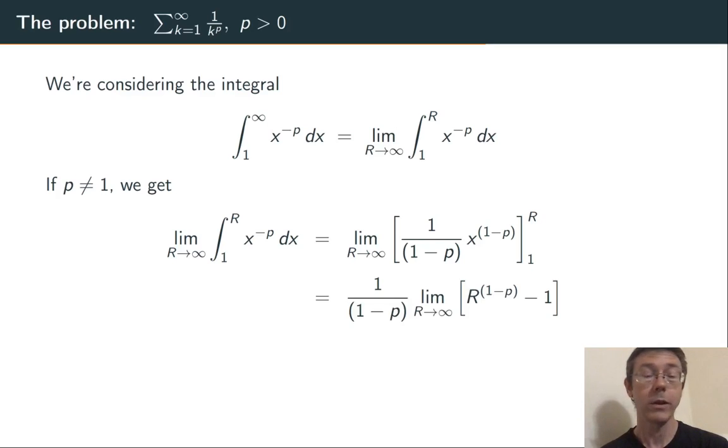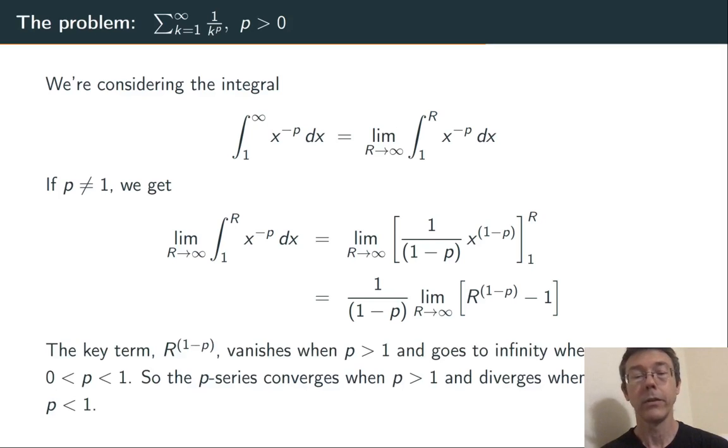Now plug in the limits of integration and ask, for which values of p do we get a finite value as r goes to infinity? The answer is if p is greater than 1. If p is greater than 1, then that exponent on the r, 1 minus p, is going to be negative. And so as r goes to infinity, that'll go to 0. On the other hand, if p is between 0 and 1, that exponent is positive, and so as r goes to infinity, r to the 1 minus p will also go to infinity. So overall, we get convergence when p is greater than 1, divergence when p is less than 1.